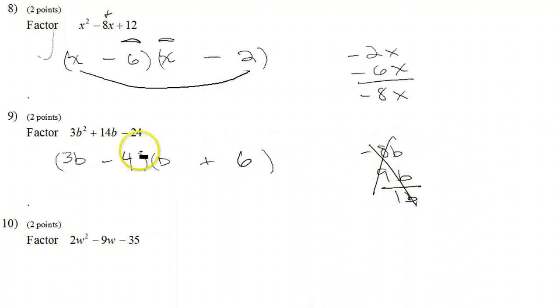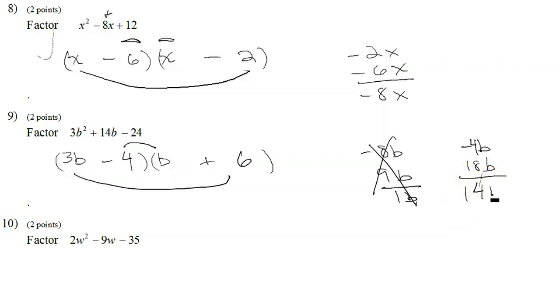And no, that didn't work. So now let's do the inside outside again. So I have inside is minus 4b. Outside is 18b. It's positive, and we have 18 minus 4 is 14b, which is what we want. So here's our answer.